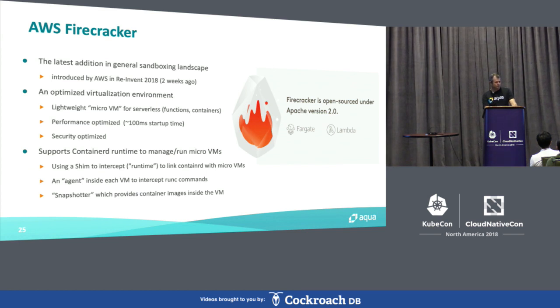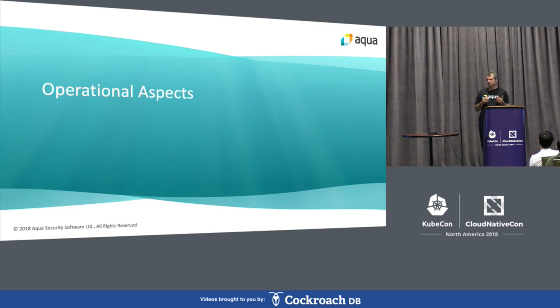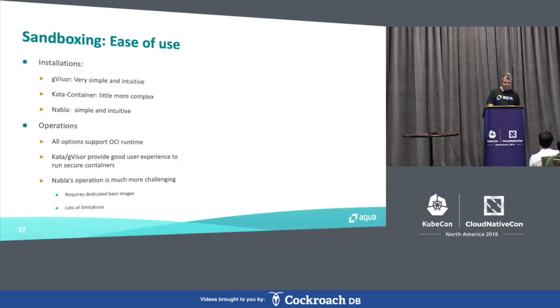So this leads me to talk about, we didn't test the security side here, but some operational aspects. Because if we create great security tools, but those tools are a nightmare to operate, then who's going to use them? So we need to think about a balance between security, but also how easy it is to use those security tools. When I'm thinking about ease of use, I'm talking about installation. gVisor was very simple, easy to use. Kudos to the gVisor team if they're in the audience, they did great work. Kata Containers is slightly more complex, but again, nice and easy. And Nabla is also simple and intuitive.